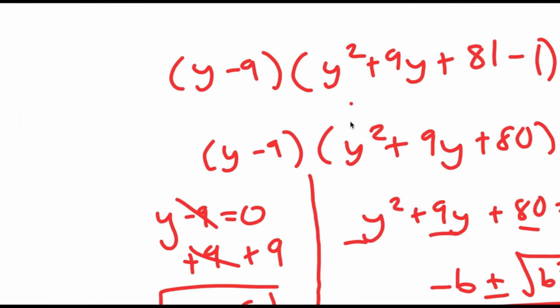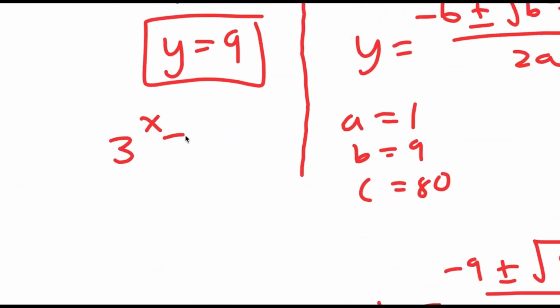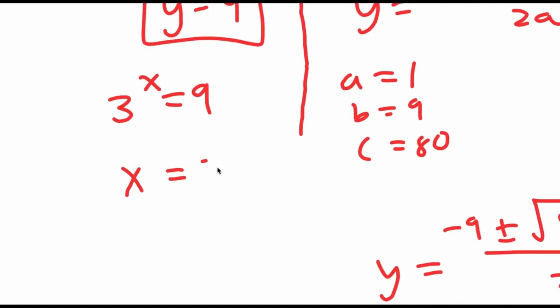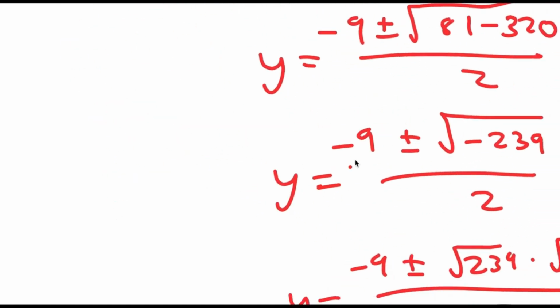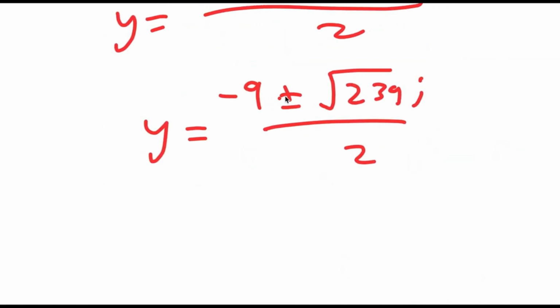Now that we have our values of y, I'm going to go back, and remember, 3 to the power of x is equal to y. So I have 3 to the power of x is equal to 9, meaning x is equal to 2. So this is one solution. And I have 3 to the power of x is equal to negative 9 plus the square root of 239 i over 2, and negative 9 minus the square root of 239 i over 2.